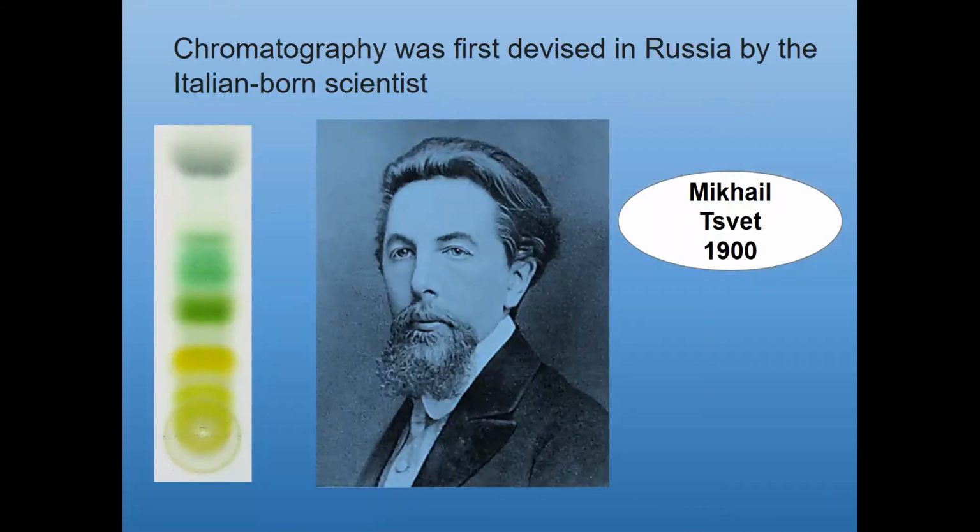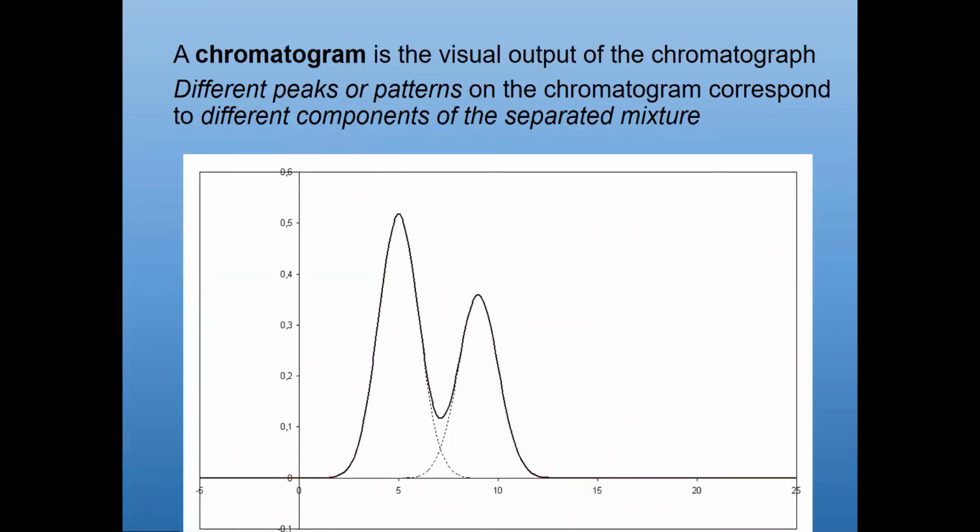Chromatography was first devised in Russia by the scientist Mikhail Tsvet. A chromatogram is the visual output of the chromatograph. Different peaks or patches on the chromatogram correspond to different components of the separated mixture.